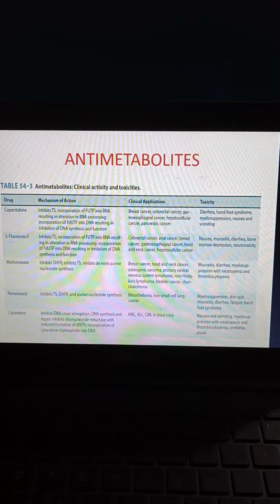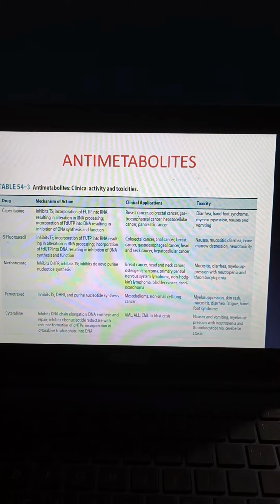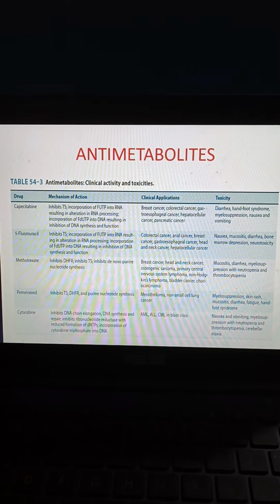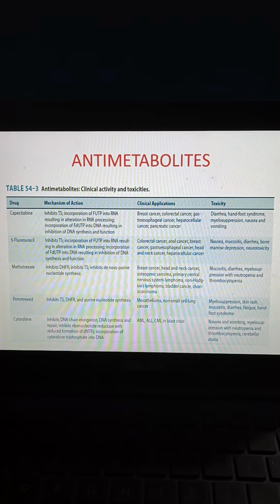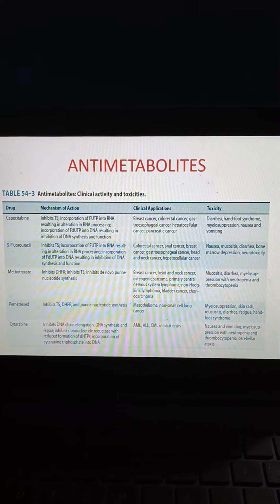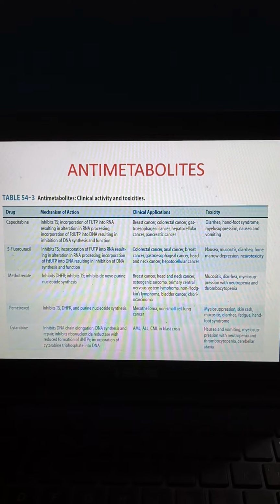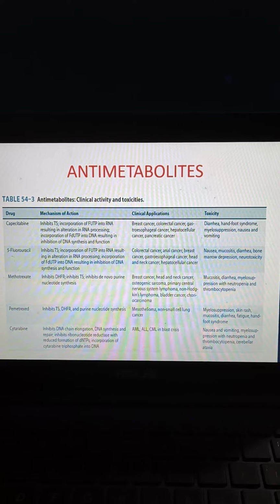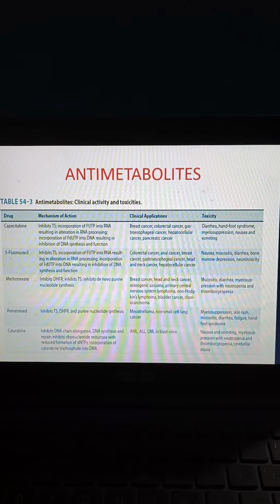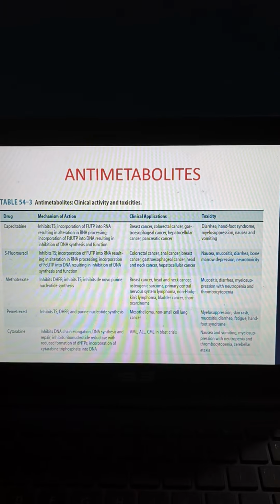Then coming to another drug, 5-fluorouracil, that inhibits the thymidylate synthase TS, incorporation of FUTP into RNA resulting in alteration in RNA processing, incorporation of FDUTP into DNA resulting in inhibition of DNA synthesis and function. Clinical application: 5-fluorouracil can be used in case of colorectal cancer, anal cancer, breast cancer, gastroesophageal cancer, head and neck cancer, hepatocellular cancer. The toxicity of 5-fluorouracil can be nausea, mucositis, diarrhea, bone marrow depression, and neurotoxicity.